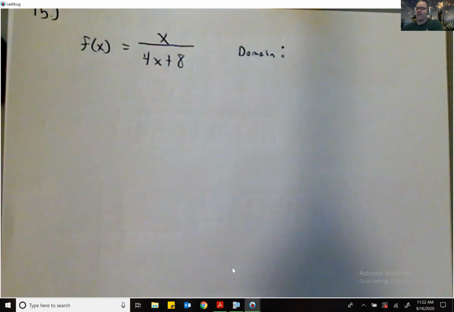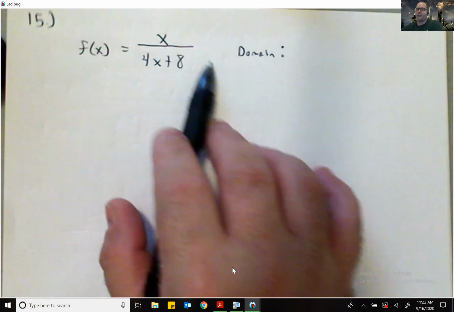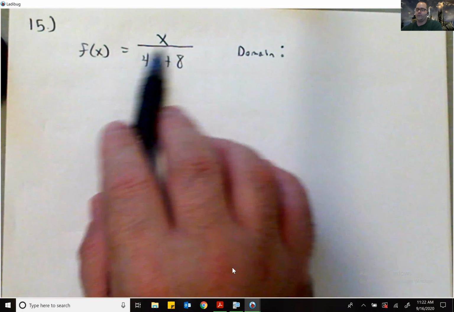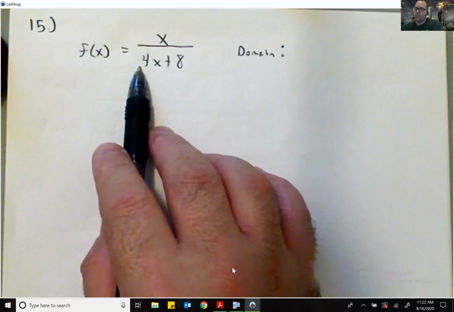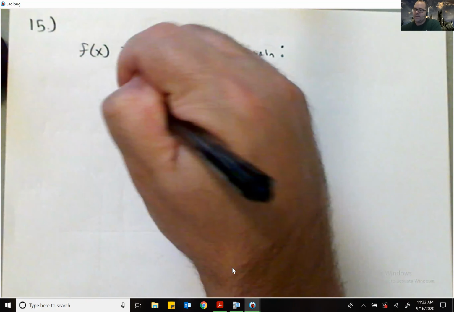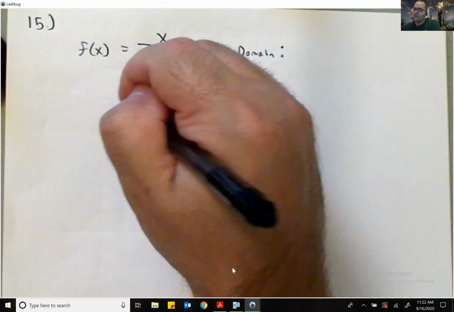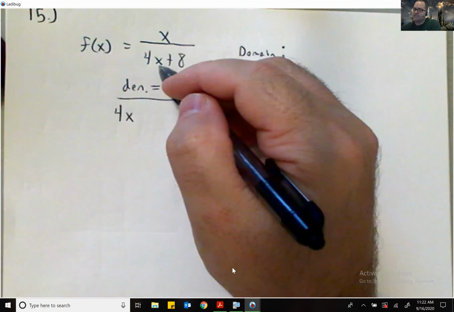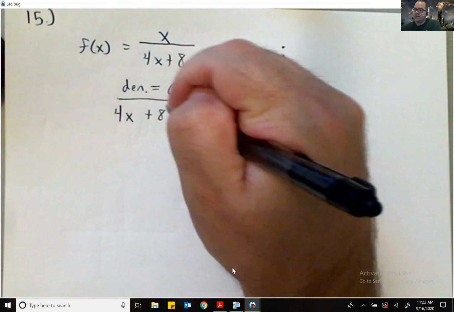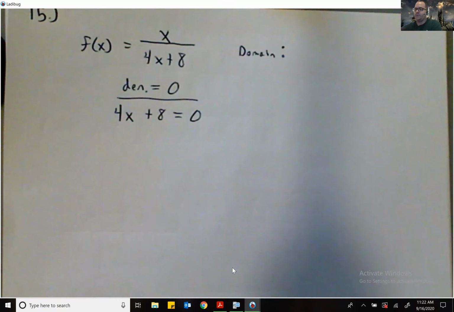So in order to figure out this domain, we need to figure out when this creates 0. To figure that out, all we're going to do is take the denominator and set it equal to 0. So we're going to take 4x plus 8, set it equal to 0, and we're going to solve. So let's get x by itself.